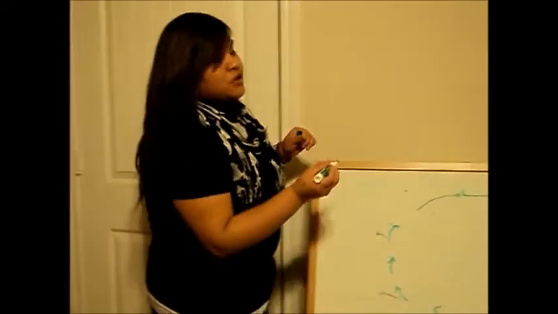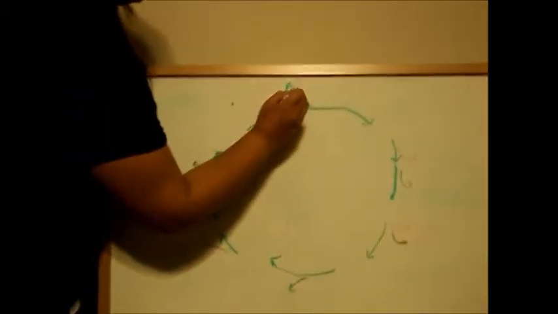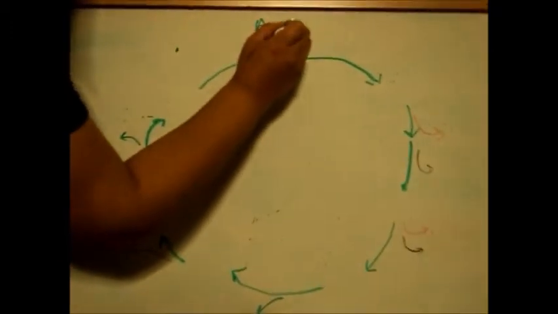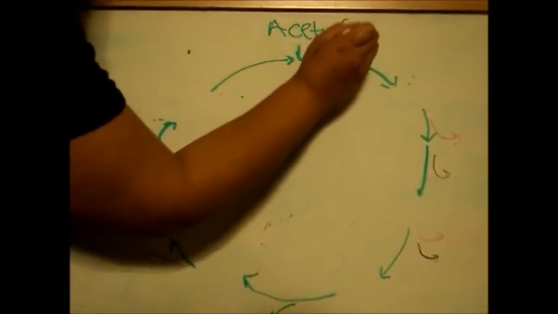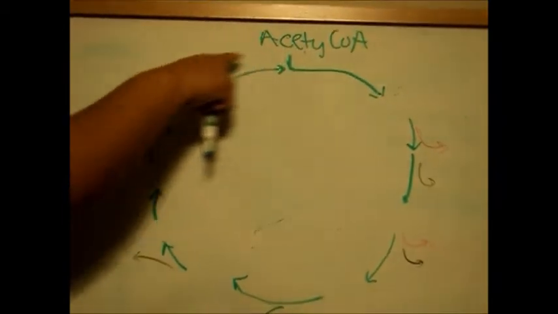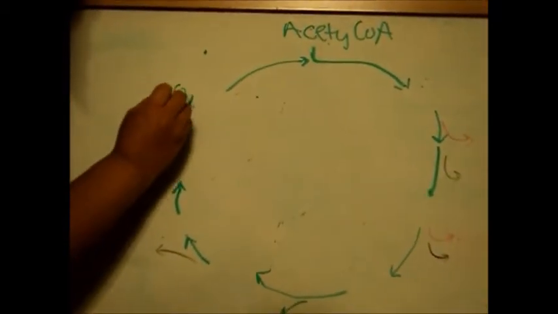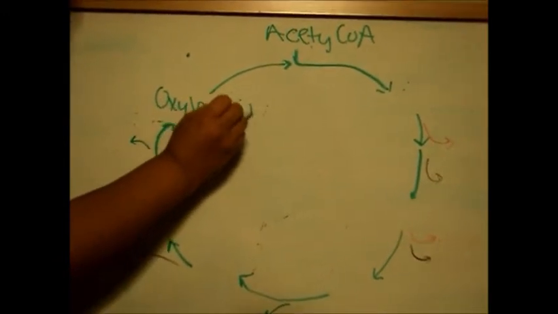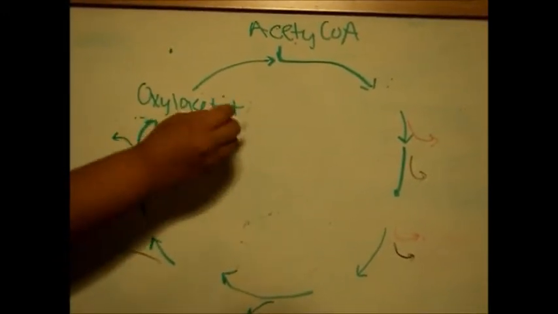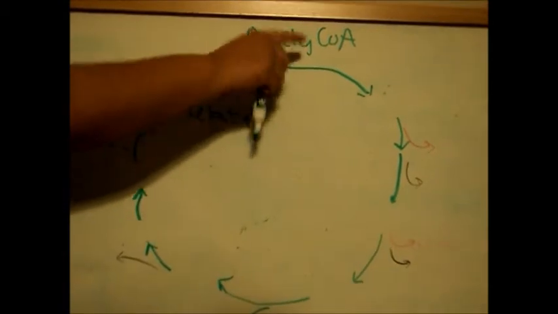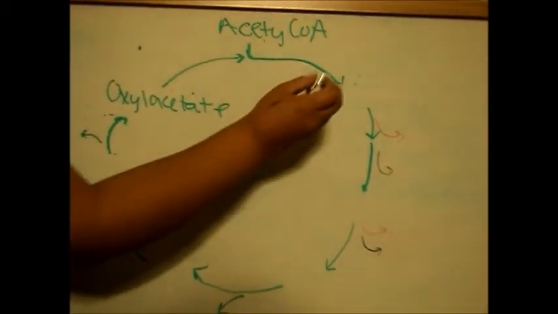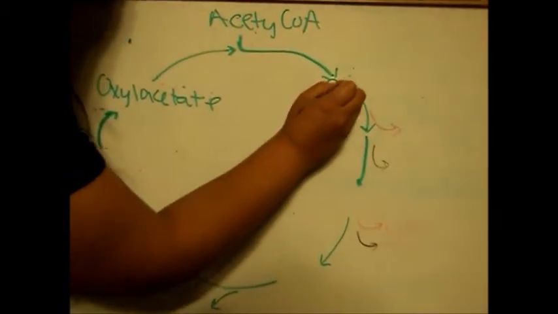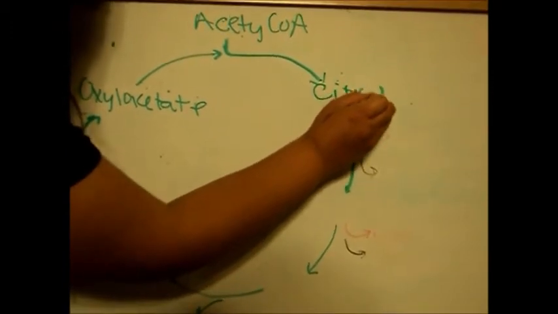So the end product of glycolysis is to create acetyl-CoA. Acetyl-CoA goes into the start of the Krebs cycle. It is then combined with a 4-carbon oxaloacetate, which is a 4-carbon molecule, and acetyl-CoA is a 2-carbon molecule to create a 6-carbon citric acid or citrate.